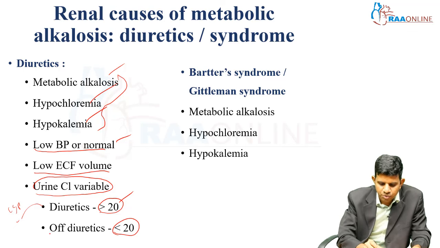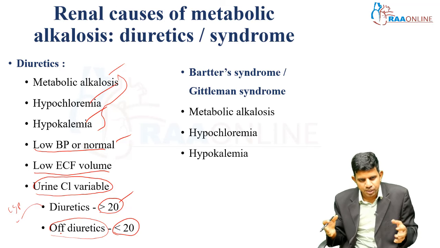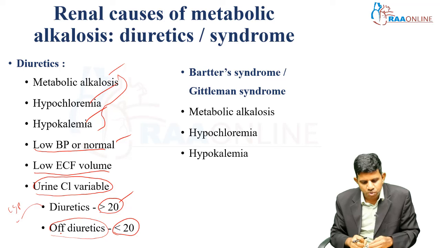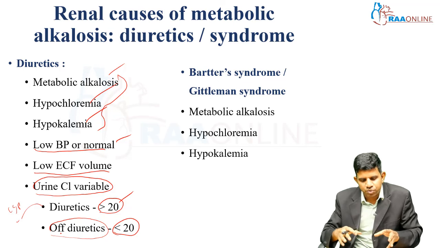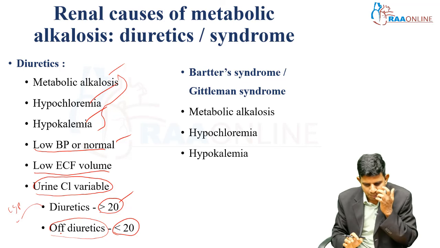So, the sodium and chloride will be absorbed in between the diuretic doses. So, the urine chloride will be low in an off-diuretic state. During diuretic administration, the urine chloride will be high. So, the urine chloride will be variable with diuretics.